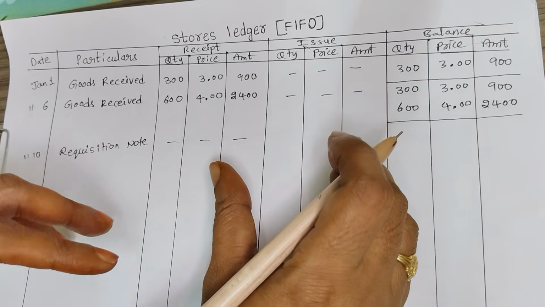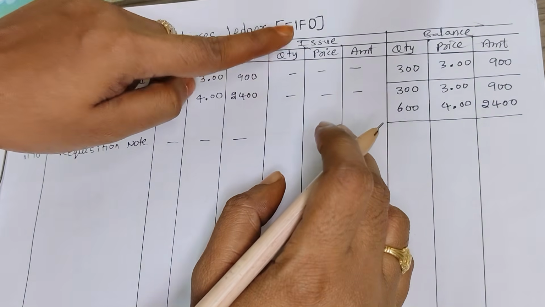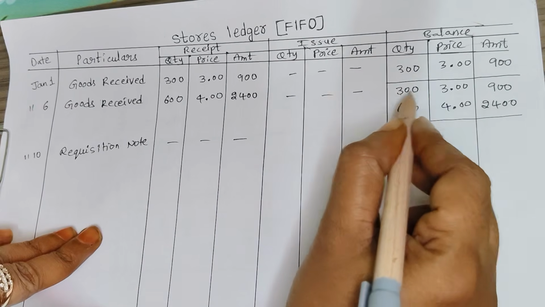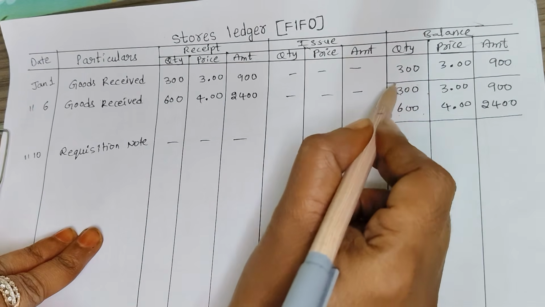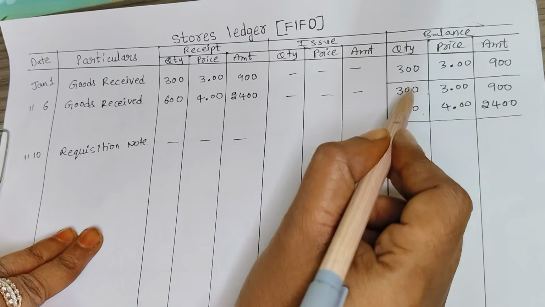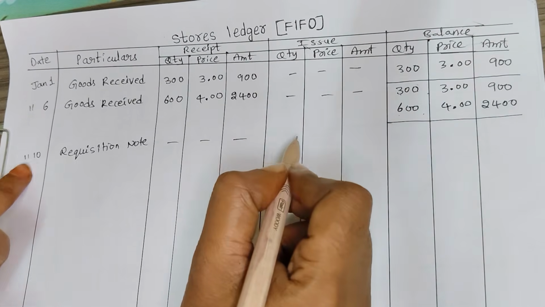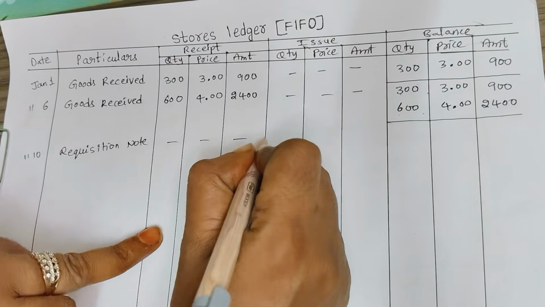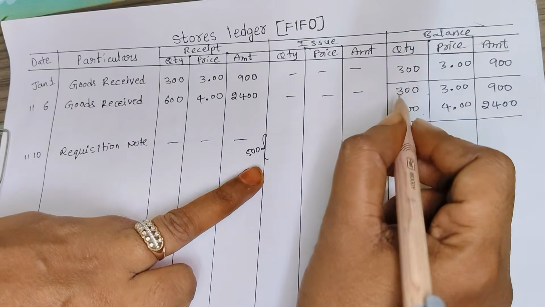So how to issue? When you are issuing, you need to see what method we are using. Which method are we using? FIFO method, first in, first out method. So in the stores, what is the first purchase? 300. Second purchase 600. Yes, first we need to issue this 300. If you have any further requirement for the issue, then go to the second purchase. So on 10th January, how many units do we need to issue? 500. Okay, so we need to issue 500 units, using the first in first out method.